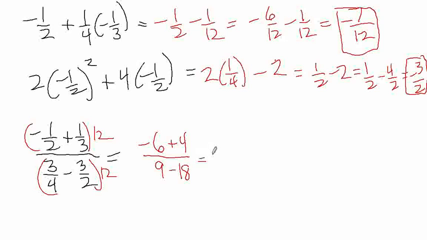Okay? We still have to be mindful of the order of operations. We still have to do the top sum and the bottom difference before we do any division. All right? So the top simplifies to minus 2. The bottom simplifies to minus 9. And that itself simplifies to 2/9.